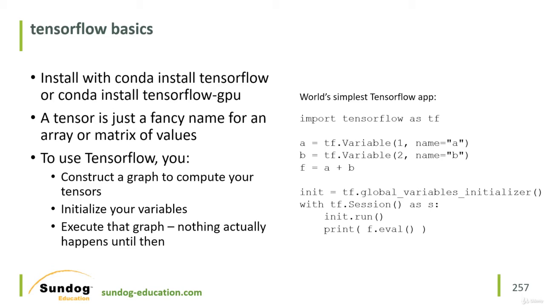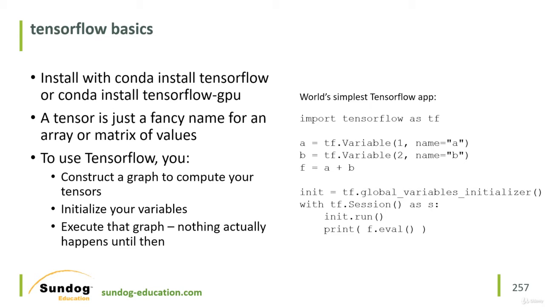Let's talk about what TensorFlow is all about. What is a tensor anyway? Well, this is another example of fancy, pretentious terminology that people use to make themselves look smart. But at the end of the day, a tensor is just a fancy name for an array or a matrix of values. It's just a structured collection of numbers. That's it. That's all a tensor is.